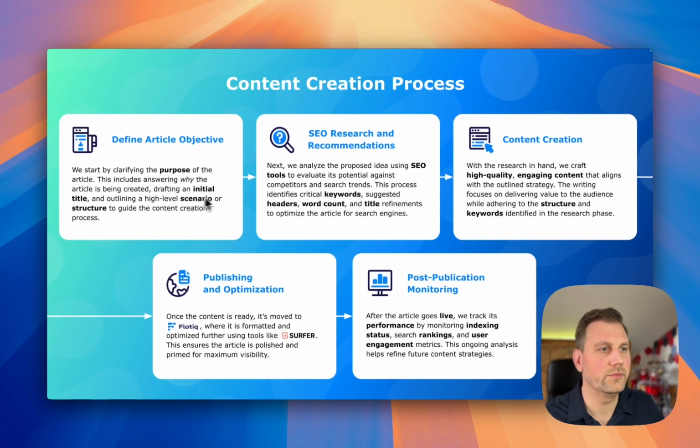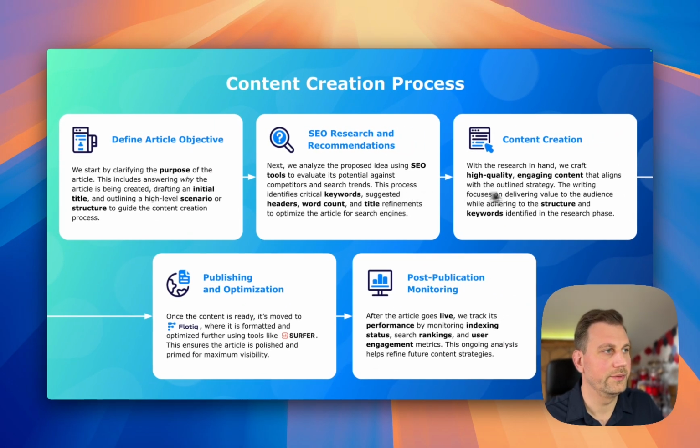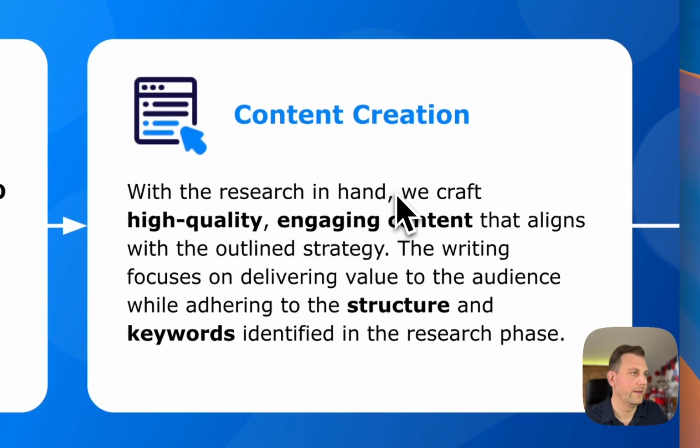With that in hand, we can move to the step number 2, which is SEO research and recommendations. Here, our content SEO specialist, Tomek, is analyzing our idea using SEO tools like Surfer or Ahrefs to evaluate its potential against the competitors and search trends. This process identifies critical keywords, suggested headers, word count, and title refinements to optimize the article for search engines. That enables us to create the content itself.